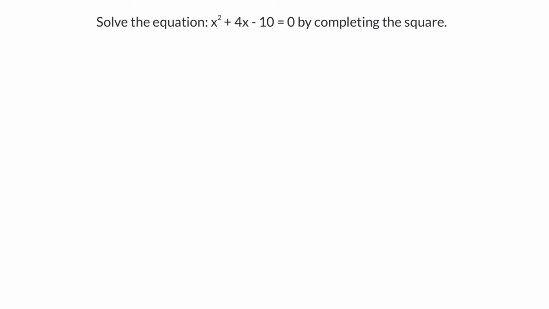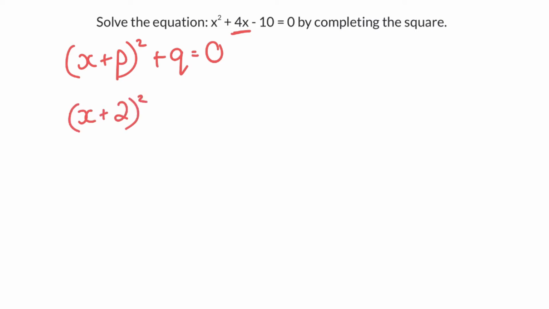We can solve a quadratic equation by completing the square. To complete the square, we write the answer as x plus p in brackets squared plus q is equal to 0. So our equation here is x squared plus 4x minus 10 is equal to 0. Solve the equation by completing the square. So our p-value is always half of the number that's in front of the x. So in this case, our p-value is 2. So we've got x plus 2 in brackets squared plus q is equal to 0.